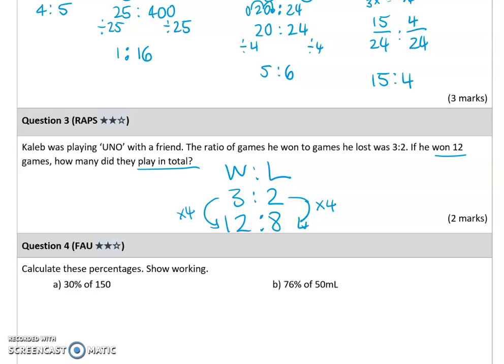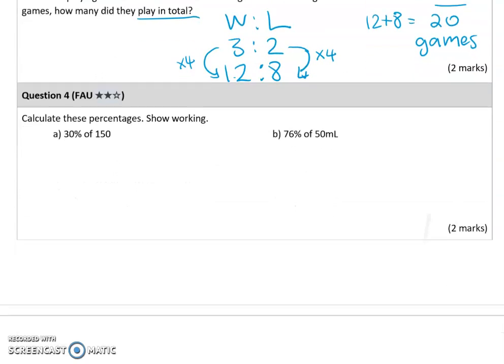2 times 4 is 8. He won 12 games, he lost 8 games, so therefore he played a total of 20 games. Making sure you turn that into a full sentence. Caleb played 20 games in total.